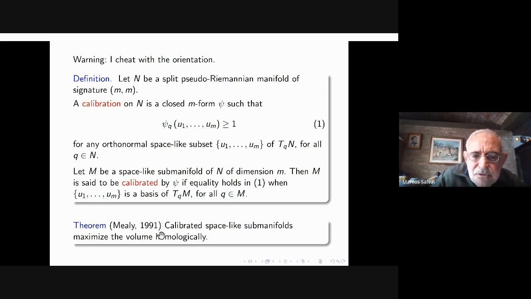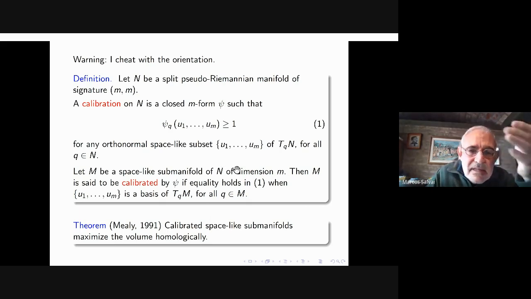These theorems are very simple to prove. Once you have the calibration, the proof is three lines long or so. The thing about calibrations is to find them. To find calibrations is something that, for me, was very difficult.